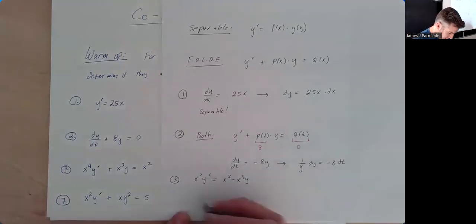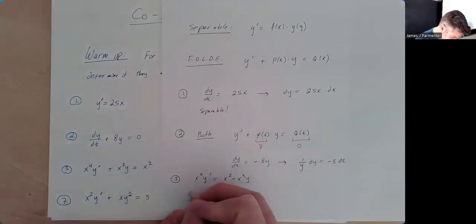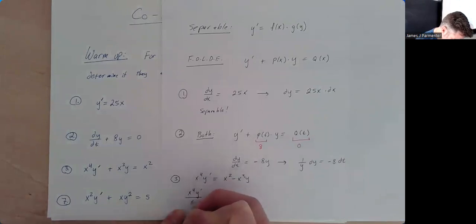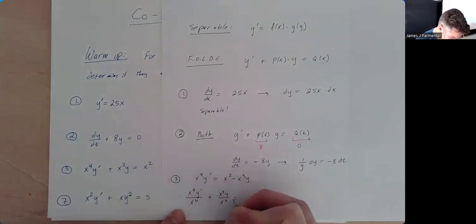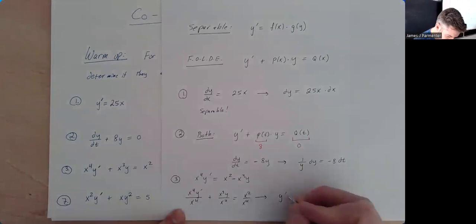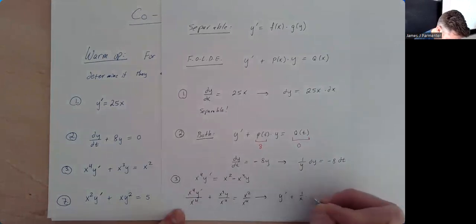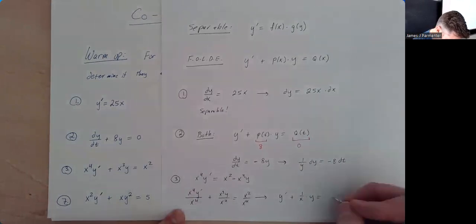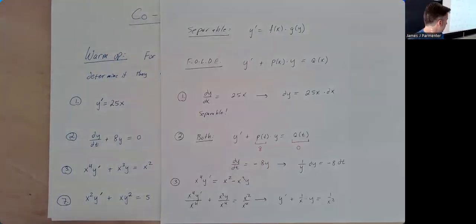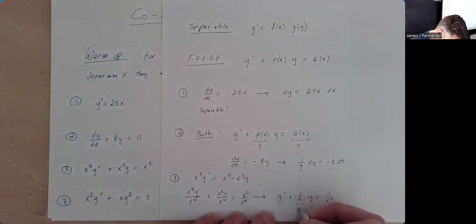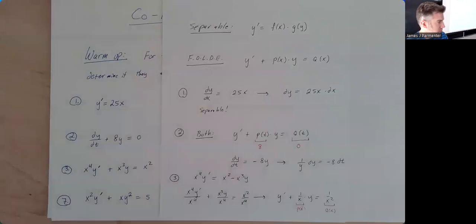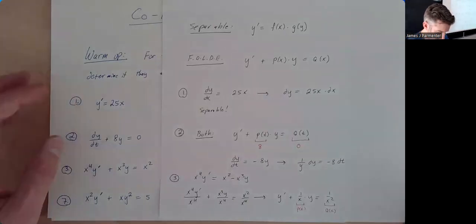If I divide by x to the fourth, I'm going to see, okay, x to the fourth y prime divided by x to the fourth plus x cubed y divided by x to the fourth equals x squared divided by x to the fourth. And that's going to become y prime plus 1 over x times y equal to 1 over x squared. And that definitely is a first order linear differential equation. I've got my y prime, I've got my p of x times y equal to my q of x.